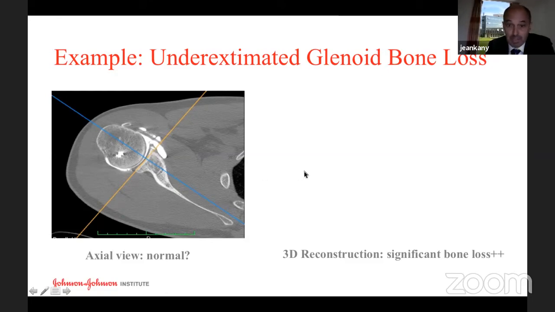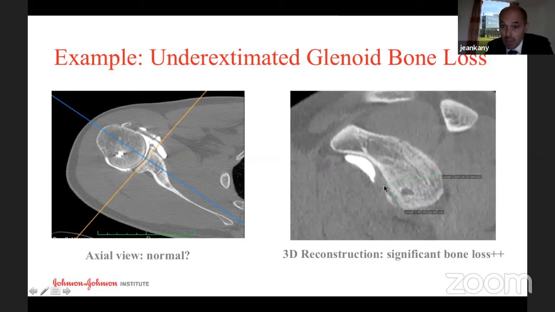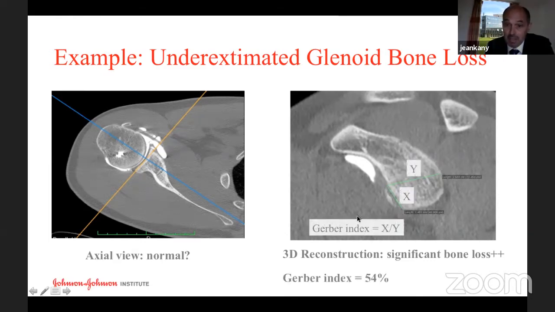But if you take the same patient and you do your reconstruction, you can see that it's a very small lesion, but very extended. The length is very long. And if you measure the Gerber index, and this morning nobody talked about the Gerber index, for me it's the easiest and the most precise radiologic index, you can see that it's a significant lesion and you don't have to stop your analysis at the axial view, you have to measure an index.